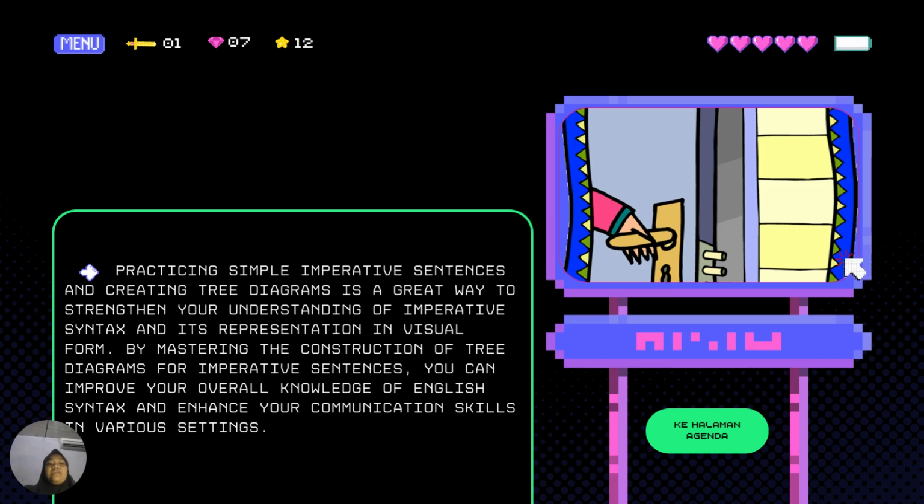So, practicing simple imperative sentences and creating tree diagrams is a great way to strengthen your understanding of imperative syntax and its representation in visual form. By mastering the construction of tree diagrams for imperative sentences, you can improve your overall knowledge of English syntax and enhance your communication skills in various settings.